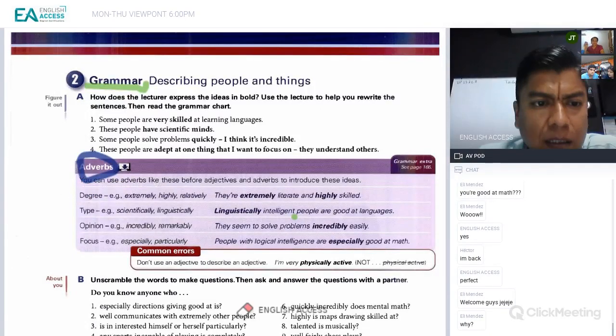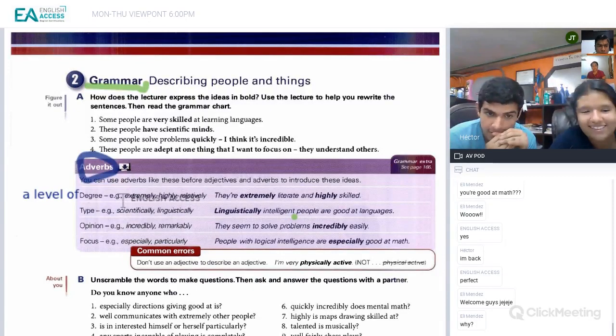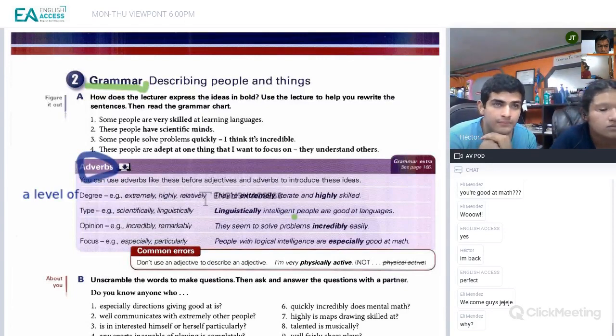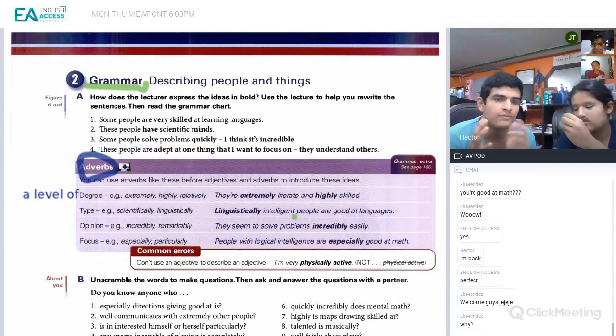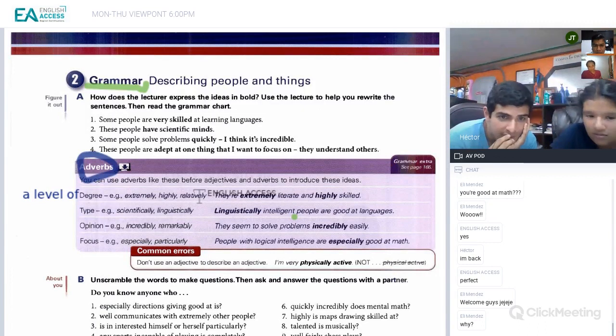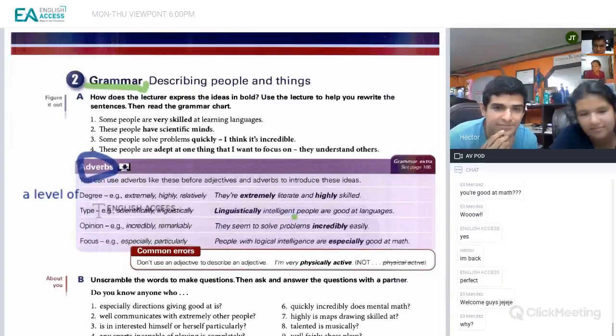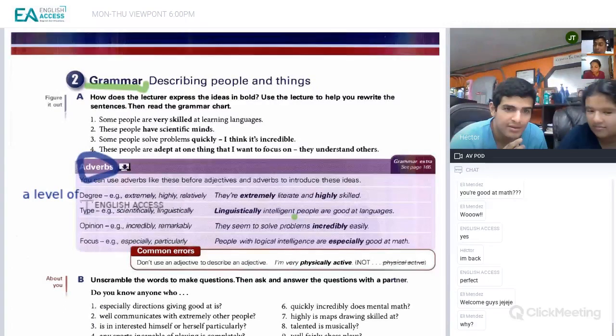I'm going to type it right here. Level of. Okay. So we have extremely, highly, relatively. Hector, can you please read the example? Linguistically, they're extremely literate, highly skilled. Yes, thank you very much.